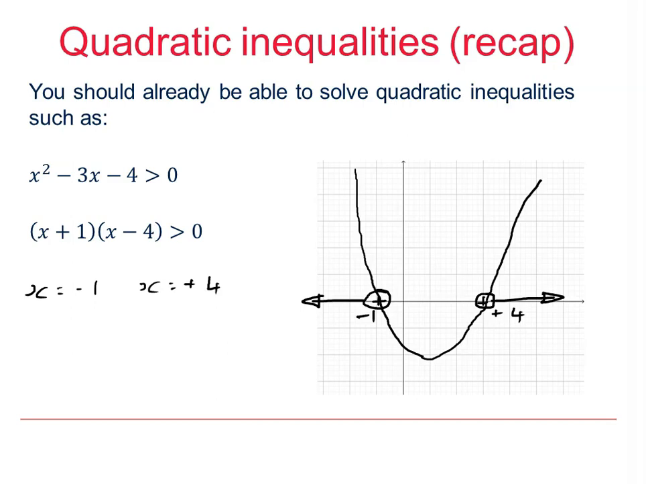Now we need to use set notation with Further Pure 1, so this would be the set of values x such that x is less than -1, union with the set of values that x is greater than +4.